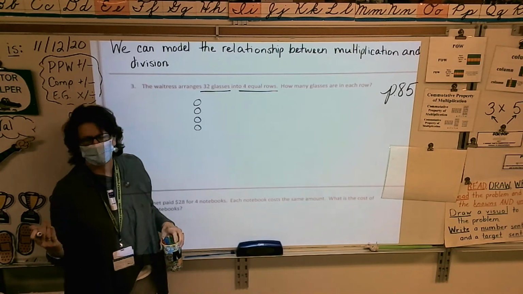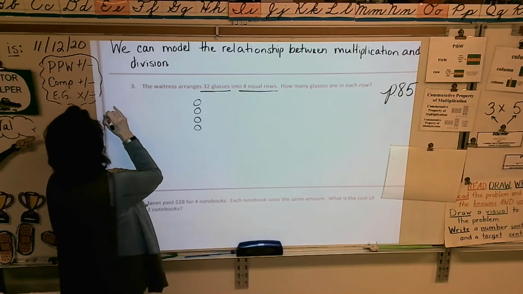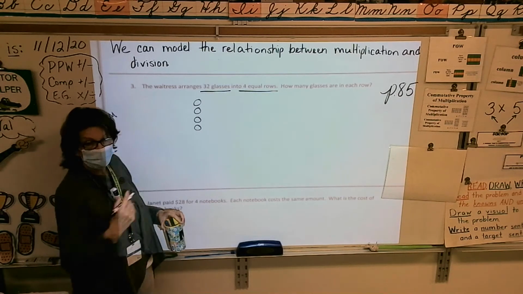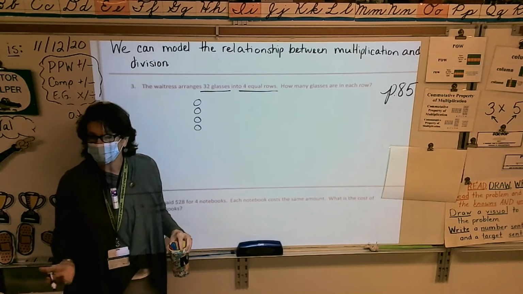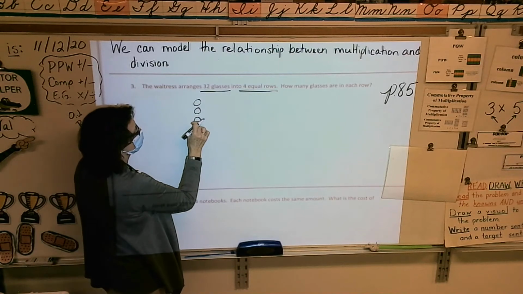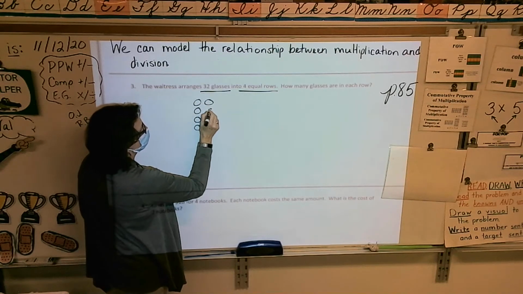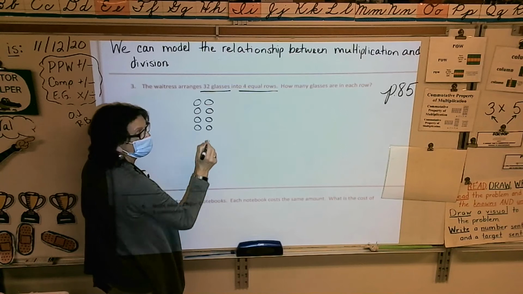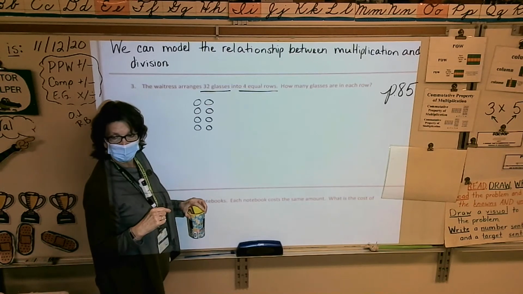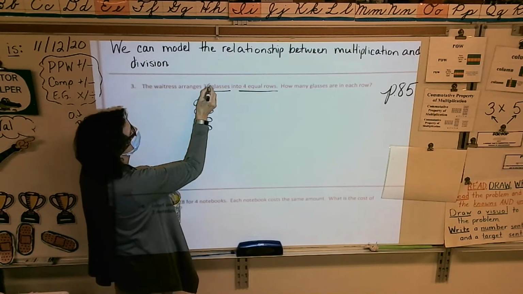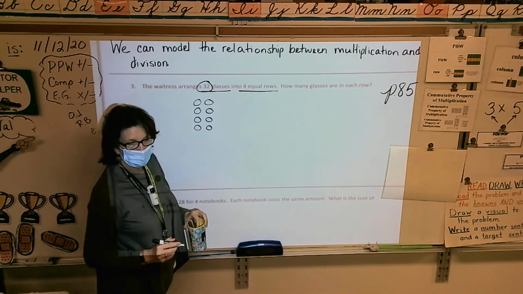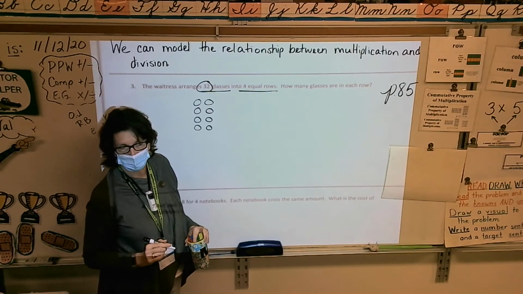Kalia? Fair share. I keep calling on you. Nice job. I'm going to use fair share. Seems weird to use it with an array, but we can do it, can't we? So 1, 2, 3, 4, 5, 6, 7, 8. Go ahead and continue adding a circle to each row until you get to our total of 32. And we'll see if we all come up with the same number of glasses.